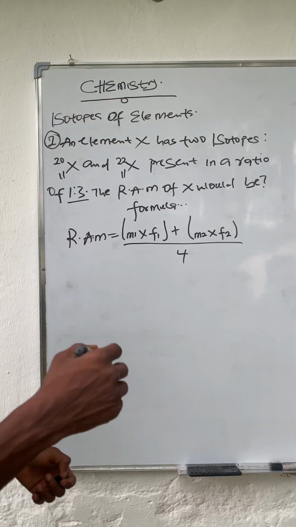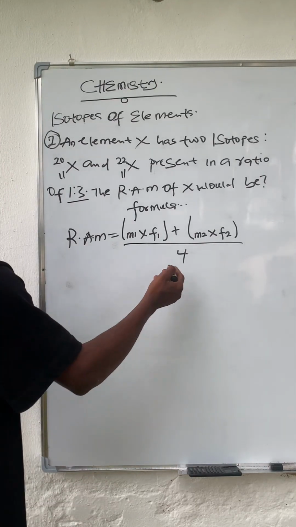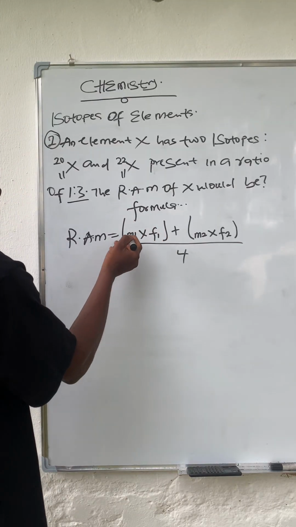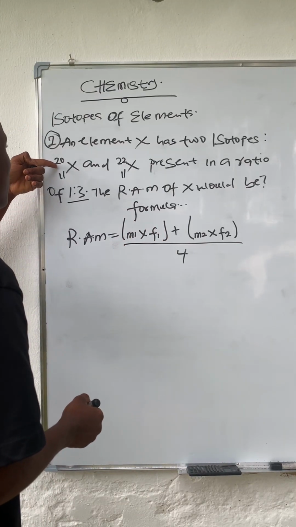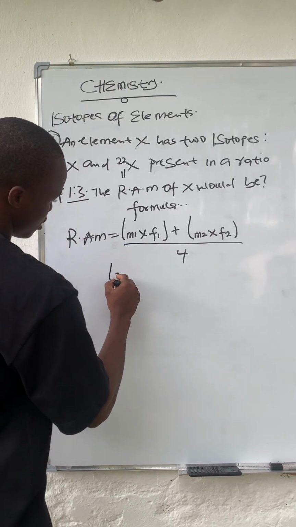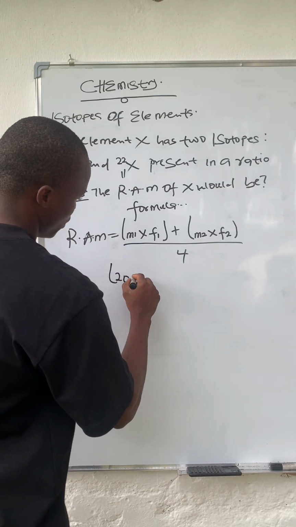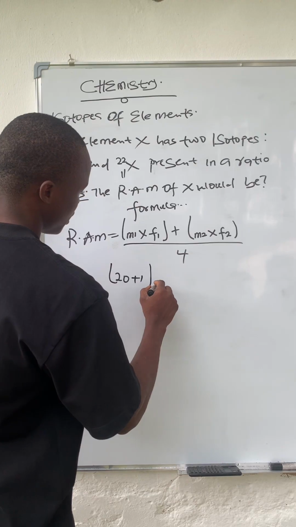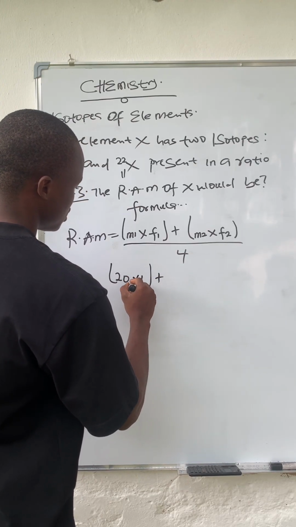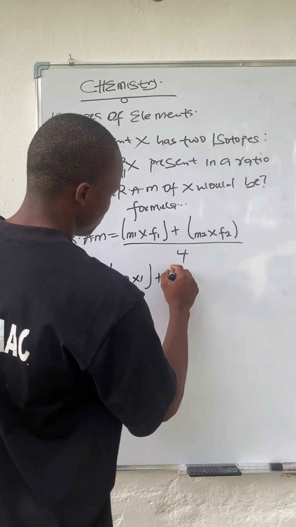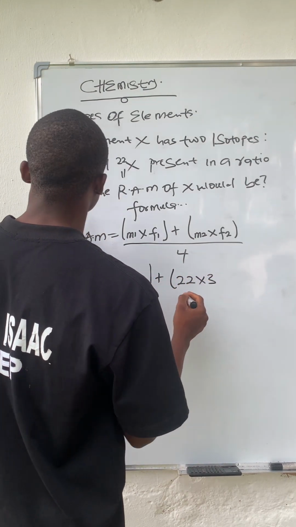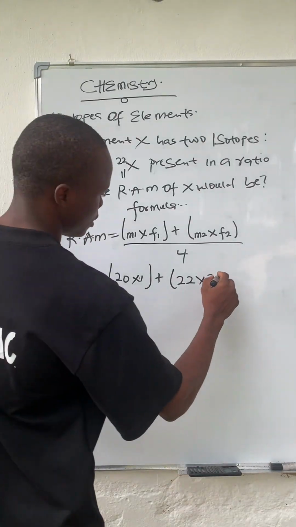So the next thing you have to do is substitute these values. So our mass 1 is 20. 20 multiplied by this ratio is like this: 20 multiplied by 1. You close it. Plus 22 multiplied by 3. This 3. You understand? Close the bracket.